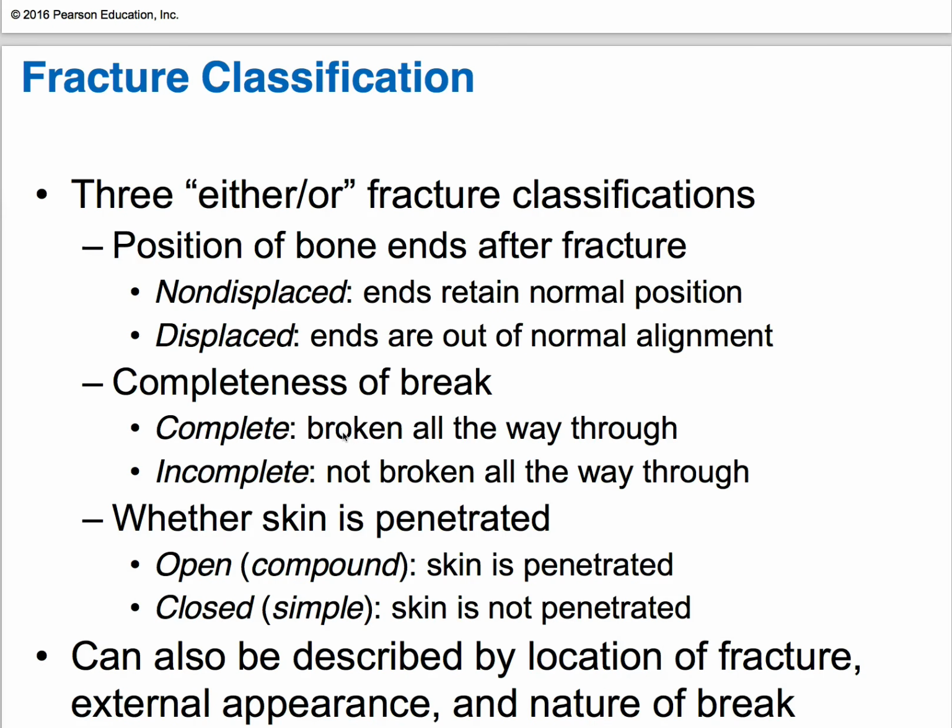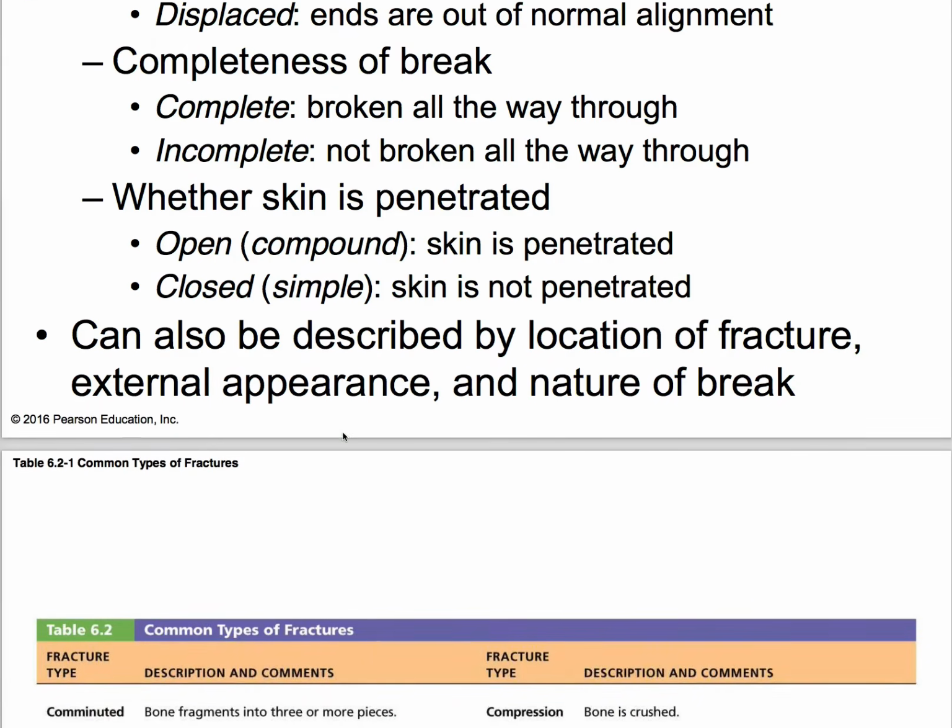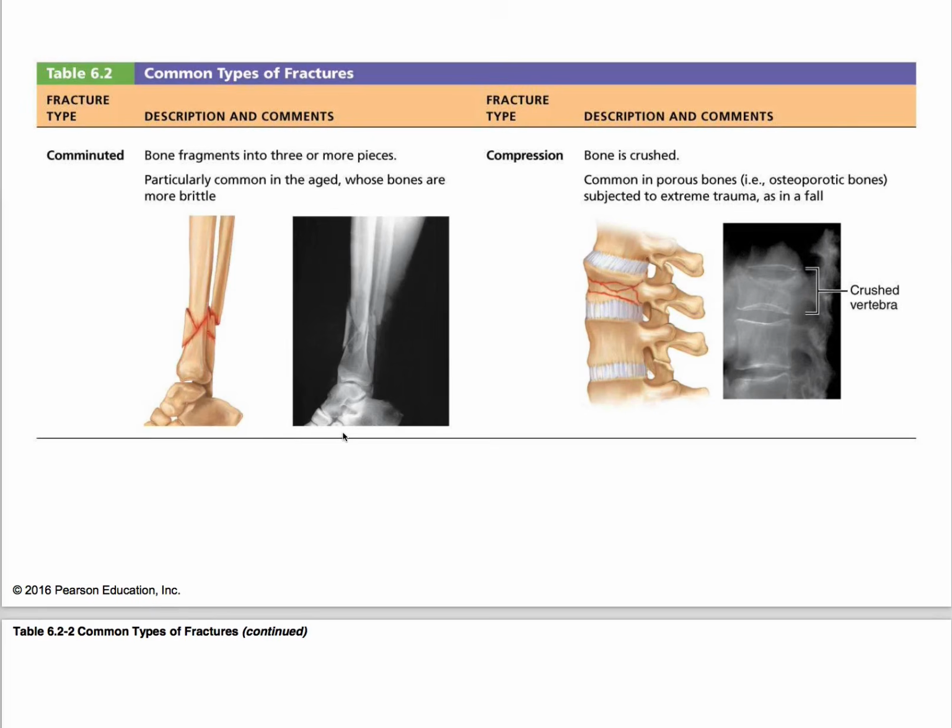In addition to that, you can also describe these fractures by the location of the fracture, its external appearance, and the nature of the break. When you look at these next slides, this is called a comminuted fracture. The bone fragments into three or more pieces. You tend to see this in older people, whose bones are not as strong as before. They're a little bit more fragile, more brittle.